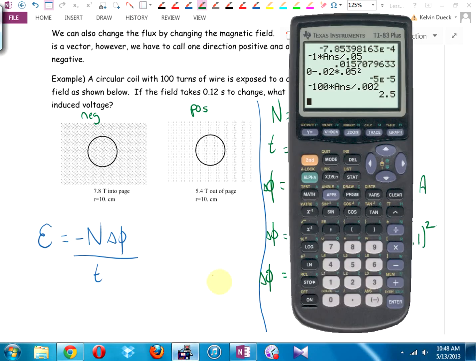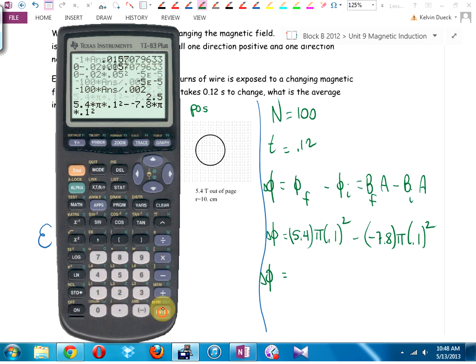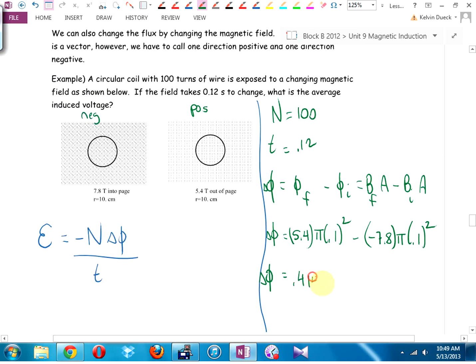What's the change in flux? You get a change in flux of 0.4147? Like I have there? I read it wrong, but that's it. 0.4147 Weber. I'll keep that number on my calculator, though.